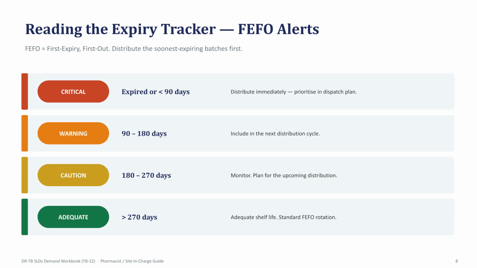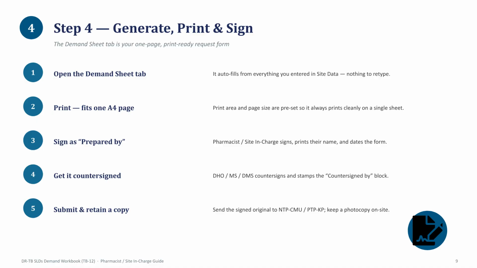Use the Expiry Tracker to monitor FEFO, First Expiry, First Out status. Alerts range from critical for items expiring within 90 days, which require immediate distribution, to adequate for items with longer shelf lives. Step 4 is to generate, print, and sign.